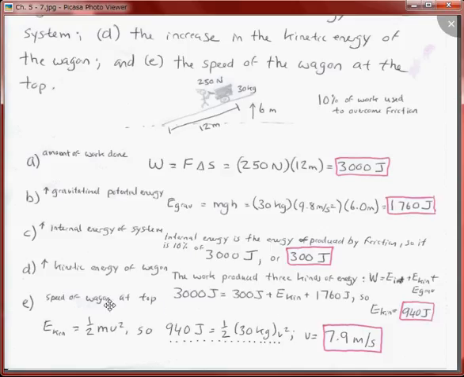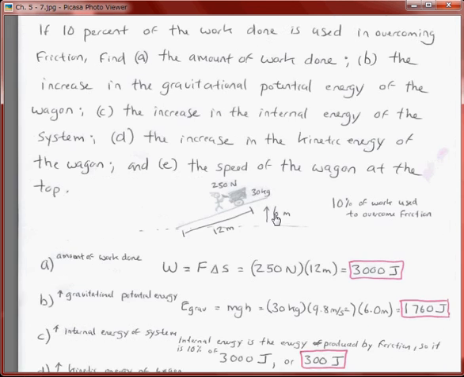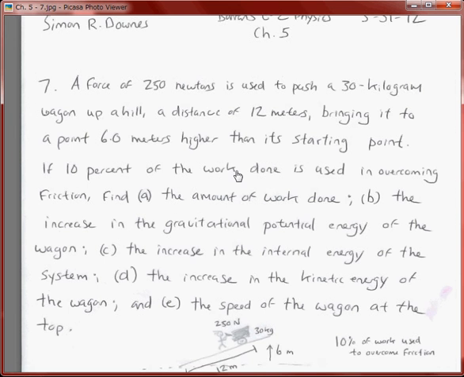And the speed of the wagon at the top: the kinetic energy is half mass times velocity squared. So 940 joules is equal to half times 30 kilograms times velocity squared, which gives a velocity of 7.9 meters per second. Looks pretty tough, but actually the algebra is quite simple. Give it a try. Thanks very much.